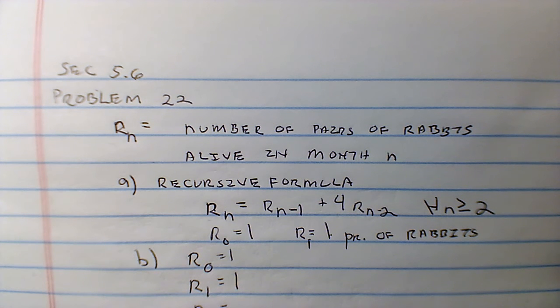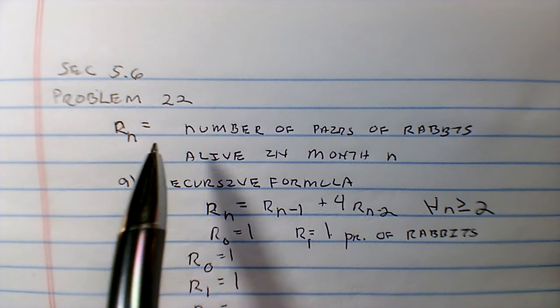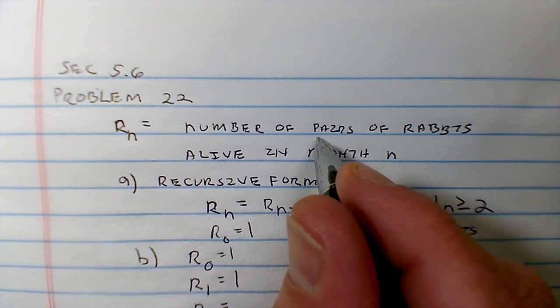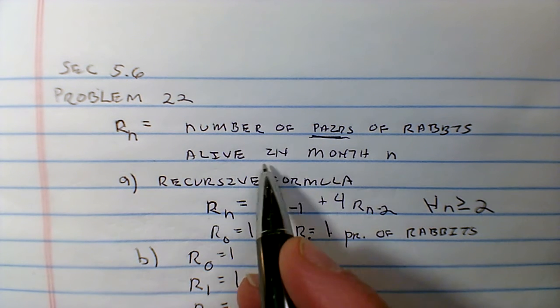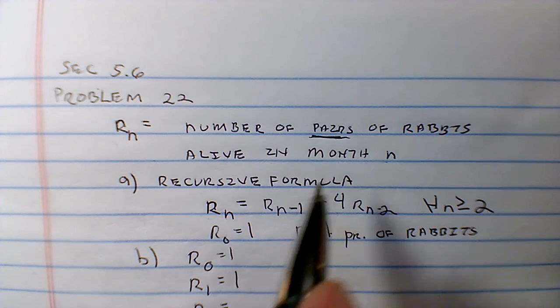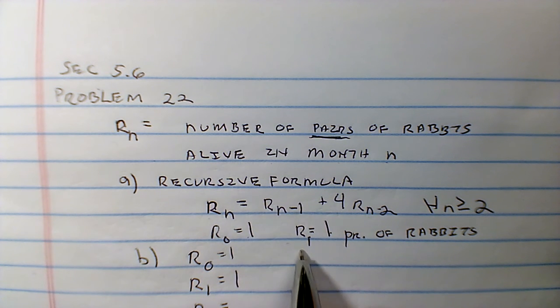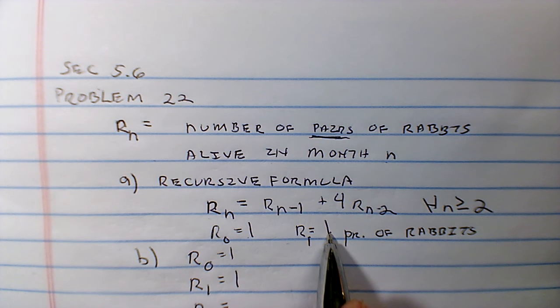Part A of this problem, and there are 3 parts, is asking us to figure out the recursive formula. And I've done that here already. It does tell us that R sub n is the number of pairs, and it's important to notice that that's pairs of rabbits active in a particular month n. In part A, it's saying we should make R sub 0 1, and then come up with a recursive formula for this. Well, in the first month, we're going to start with just 1 pair.